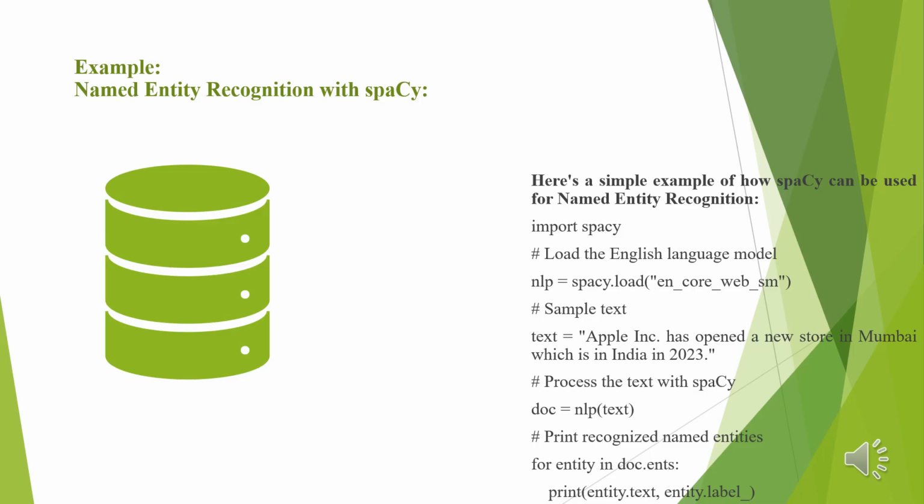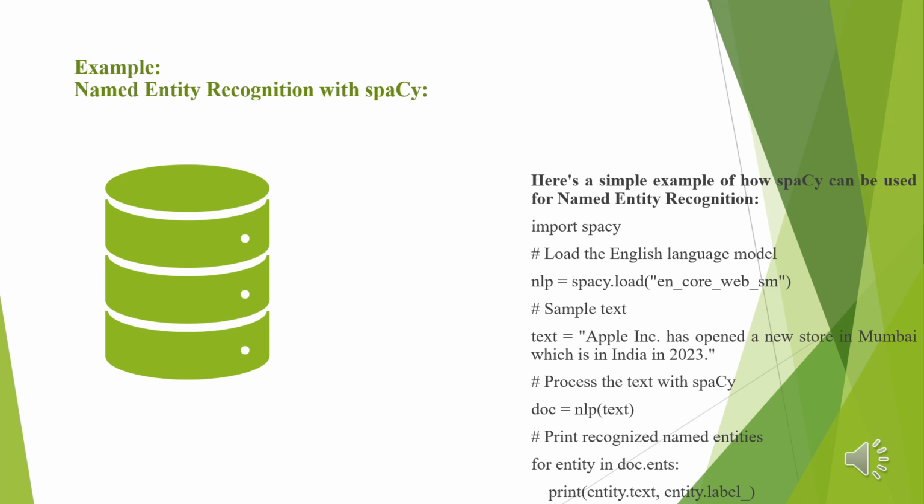Now let's see SpaCy in action for named entity recognition. Here is a simple Python script that extracts named entities from a sentence. First we import SpaCy, then we load the English language model called en_core_web_sm. Then we store the sample text in the text object and process it with SpaCy. Now we print the recognized named entities using a for loop. This code identifies entities like companies, locations, and dates from the text.